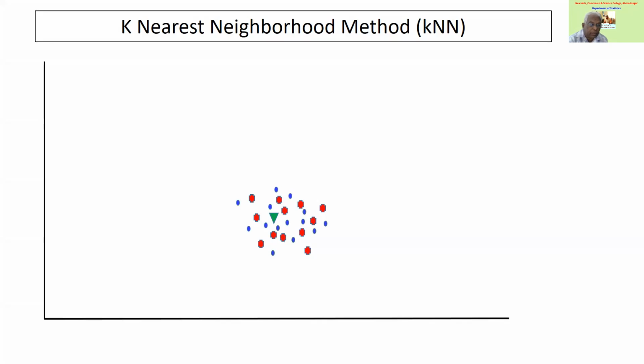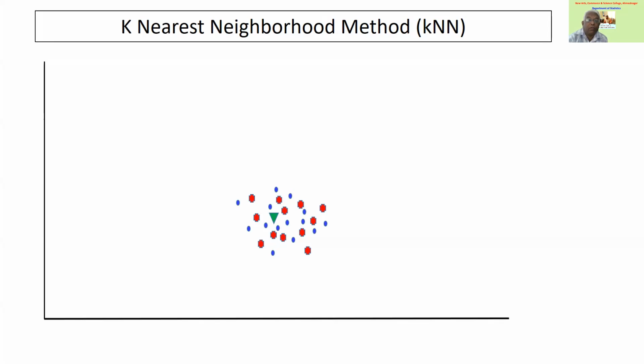We have many other methods, SVM, Bayesian, logistic, linear discriminant, and today we are studying the k nearest neighborhood. What we will do is, I will decide k equal to 3, 5, 7, 9, 11, 13, 15, 17, 19. I will decide k as an odd number.